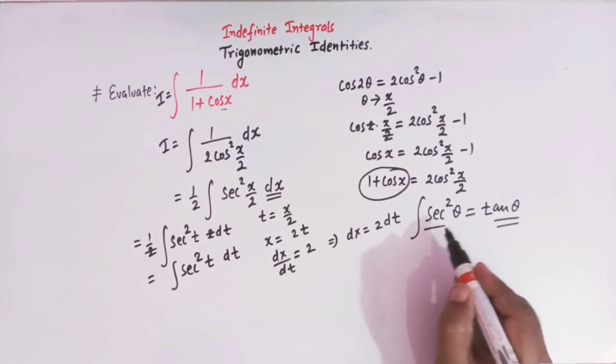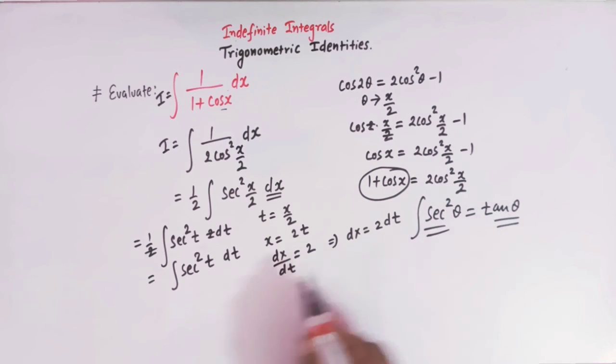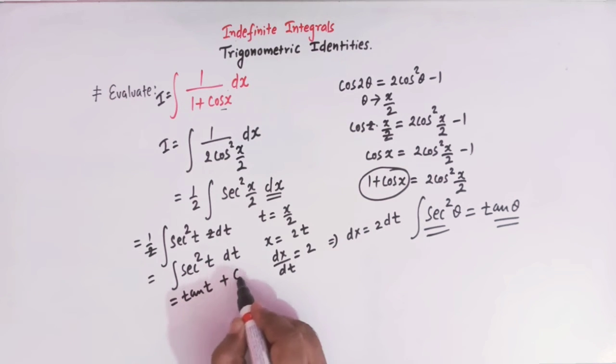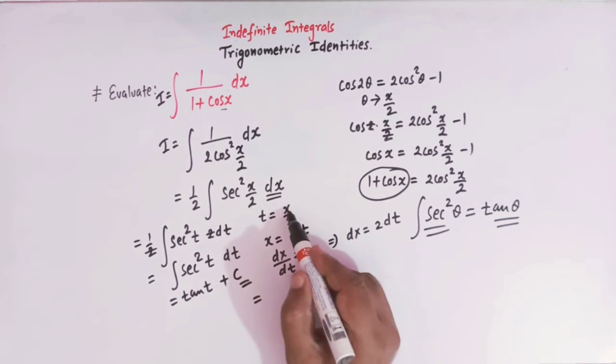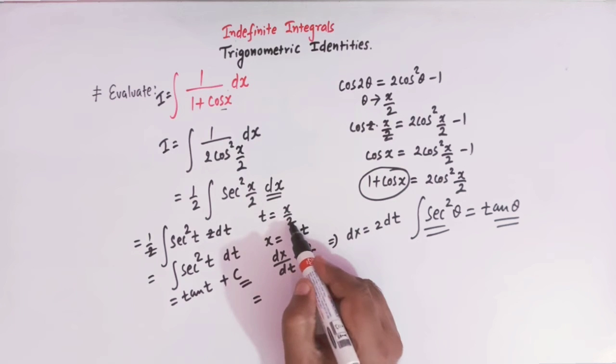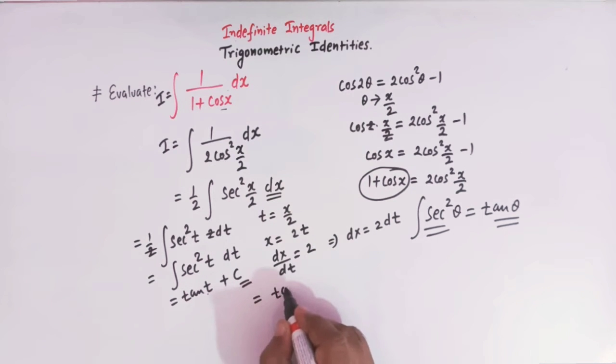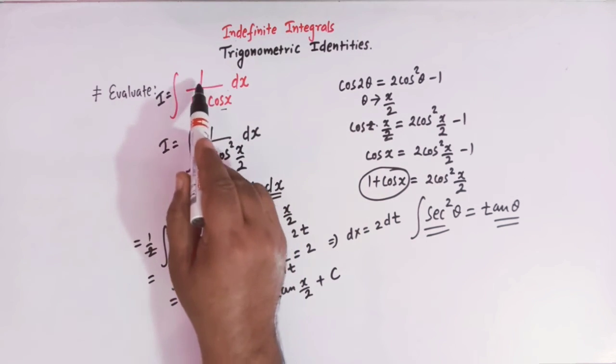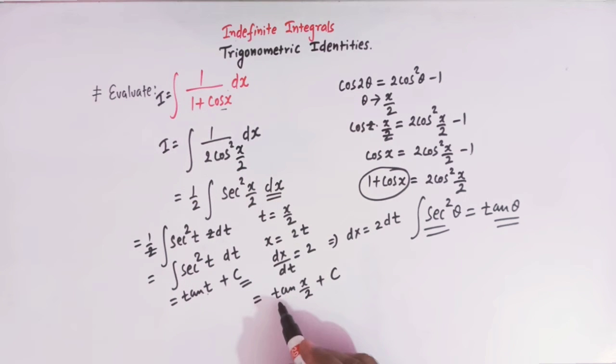and the integral of secant square theta is tan theta. So here we'll have tan of t plus c, where c is the constant of integration, and again substituting the value of t as x over 2, we have tan of x over 2 plus c, right? So the integral of 1 over 1 plus cosine x is equal to tan x over 2 plus c, right?